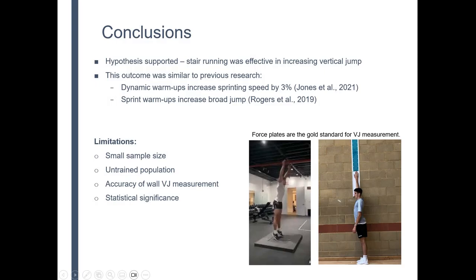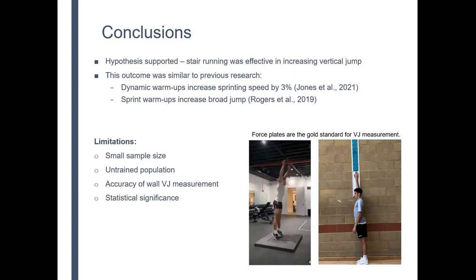So then this leads to your conclusions. The main thing in your conclusions: start by making a hypothesis supported or refuted statement. So did it meet your expectation? And then usually it gives you a chance to go into whether your research matches previous research or conflicts with previous research. Some research may have shown that stair running doesn't improve vertical jump and yours does. So why would yours show that versus that other stuff?